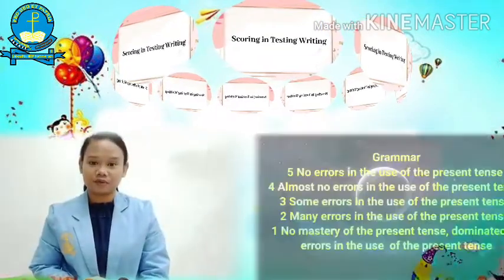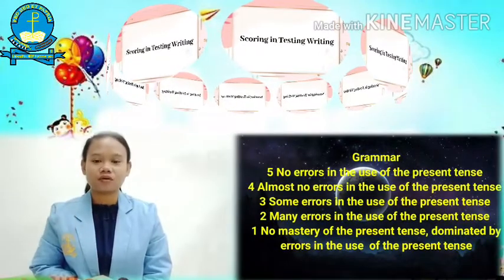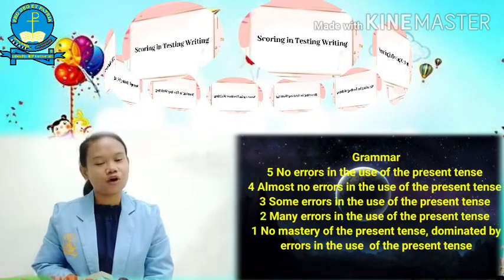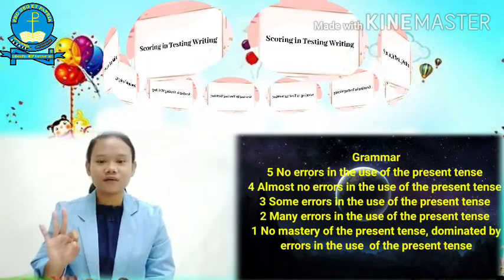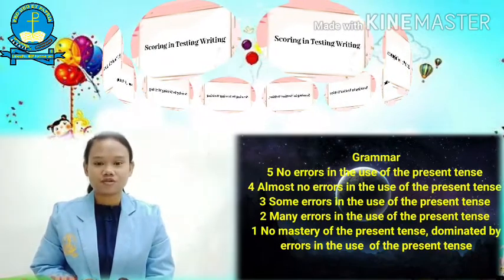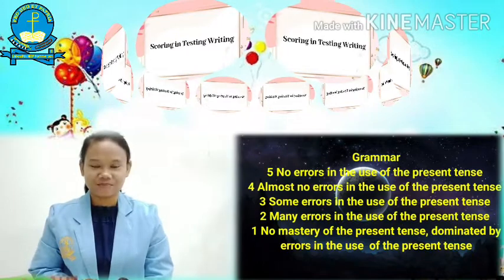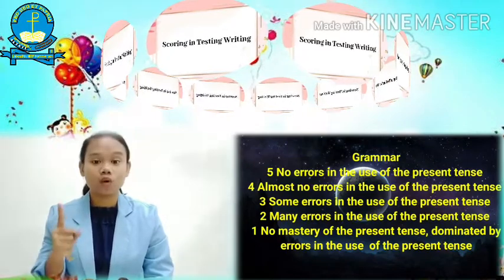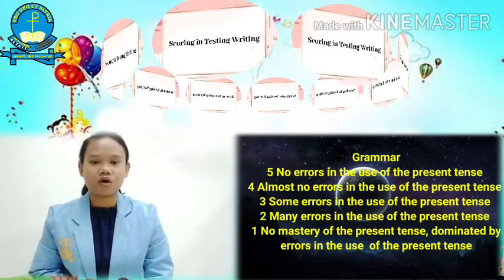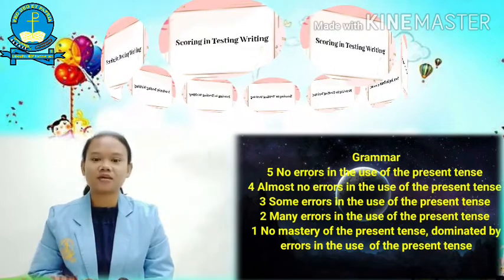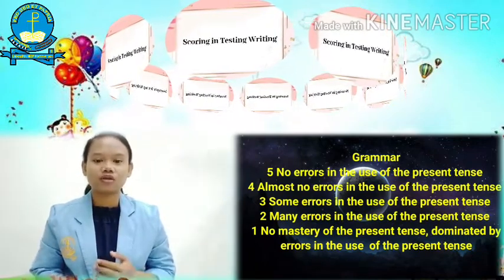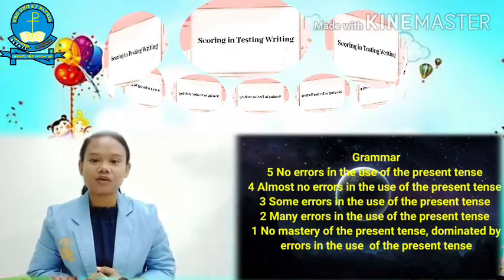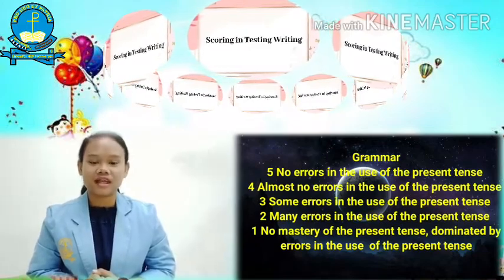And the last, grammar. For 5 scores, no errors in the use of the present tense. 4 scores, almost no errors in the use of the present tense. 3 scores, some errors in the use of the present tense. 2 scores, many errors in the use of the present tense. 1 score, no mastery of the present tense. It is dominated by errors in the use of the present tense. Alright, that's all about the criteria of scoring writing tests.